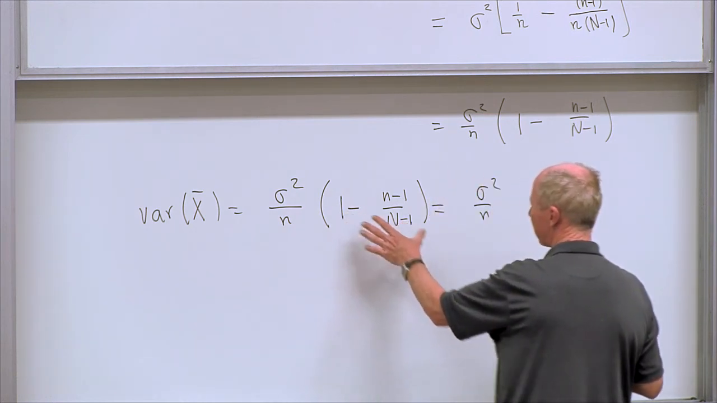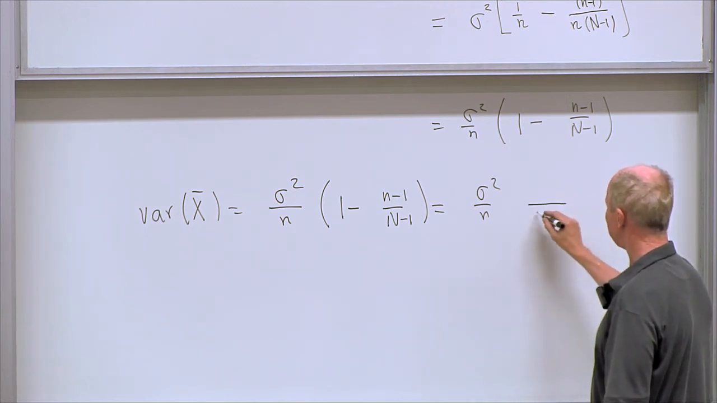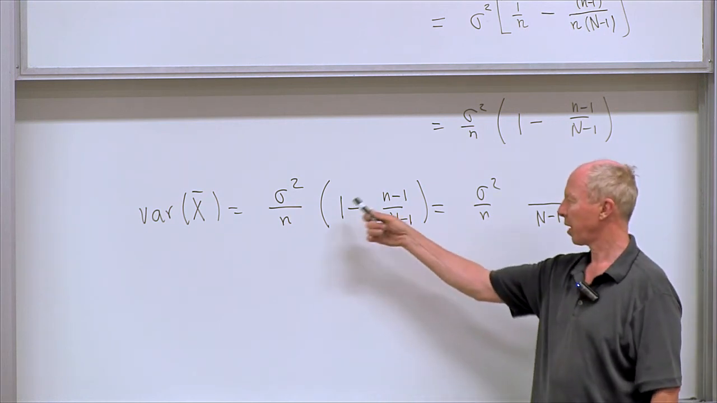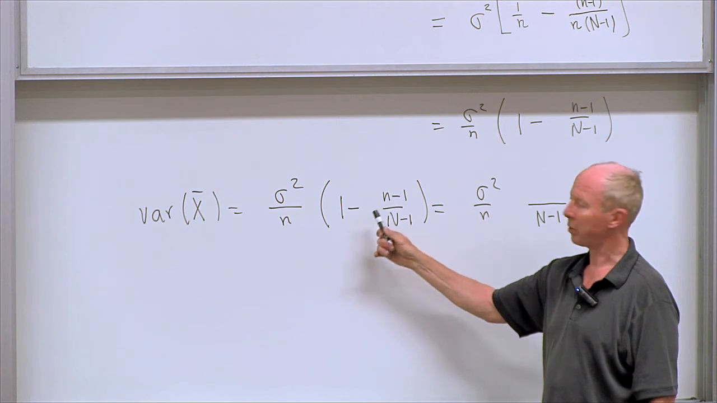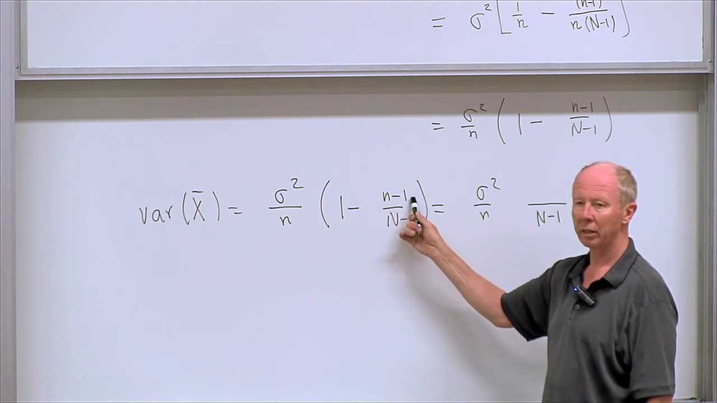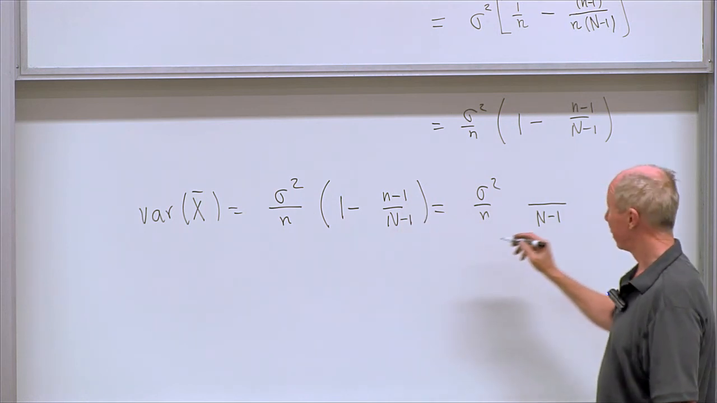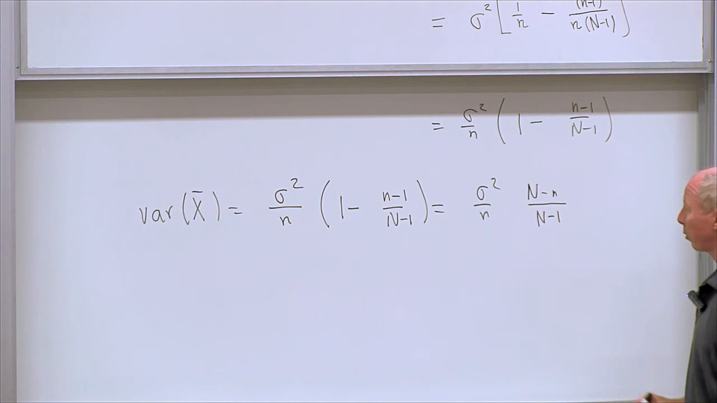combine this into one fraction. The denominator would be capital N minus 1, which means we express this as capital N minus 1 over capital N minus 1. Then we subtract this. When I subtract a minus 1, that becomes plus 1. So I get capital N minus little n here. That's another way to express the variance of x bar.